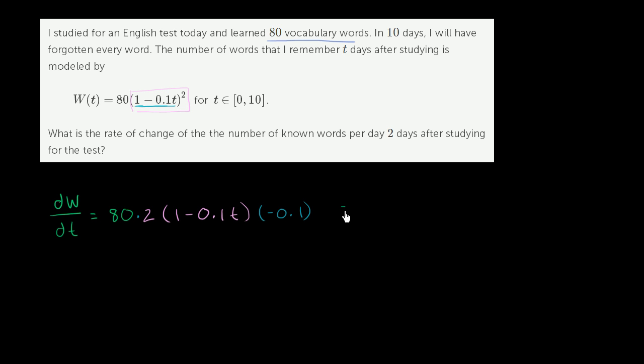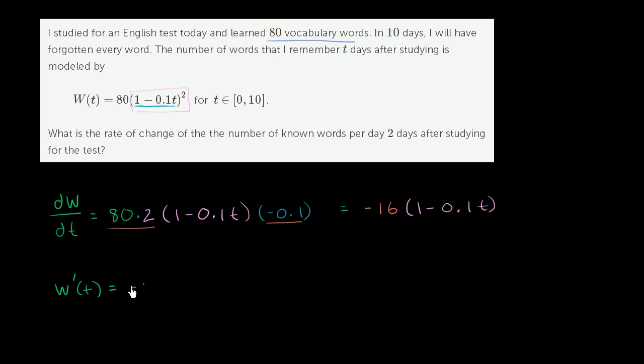And of course, we can simplify this a little bit. This is going to be equal to 80 times 2, which is 160, times negative 0.1. That's going to be negative 16, since 160 times 0.1 is 16. So negative 16 times (1 minus 0.1t). And if we want, we could distribute the 16, or we could just leave it like this. But we're ready now to answer our question. We could write this as the rate of change of the number of words we know with respect to time, or we could use the alternate notation and say this is W prime of t. Either way, it's going to be equal to this thing.